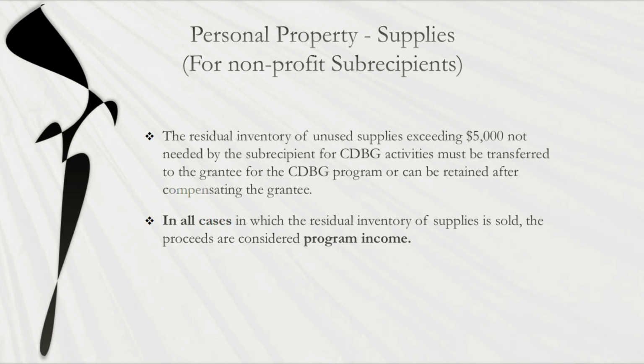Moving on to the next section of personal property. The residual inventory of unused supplies exceeding $5,000 not needed by the subrecipient for CDBG activities must be transferred to the grantee for the CDBG program, or can be retained after compensating the grantee. Next, in all cases in which the residual inventory of supplies is sold, the proceeds are considered program income.